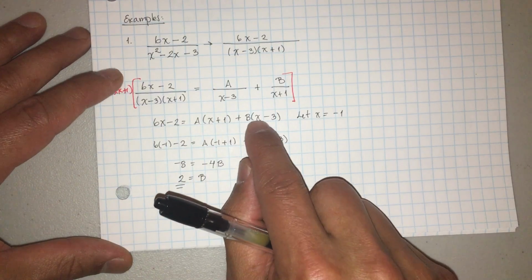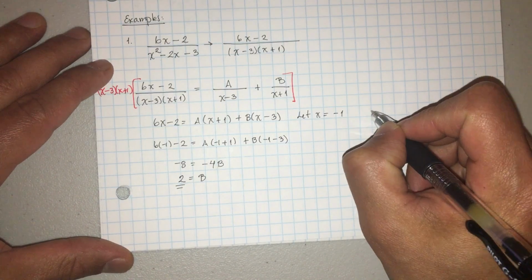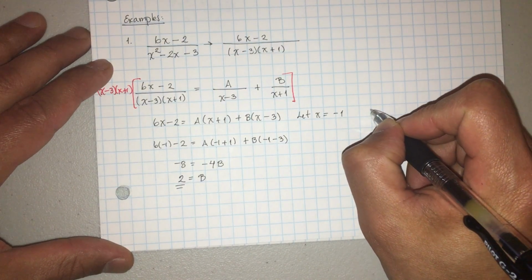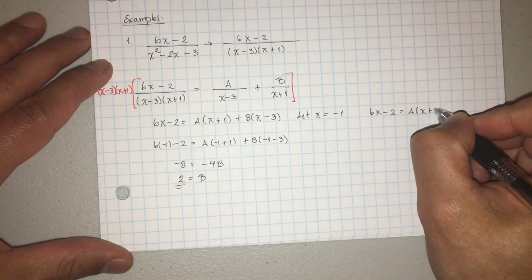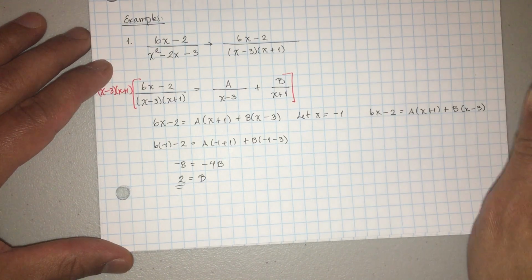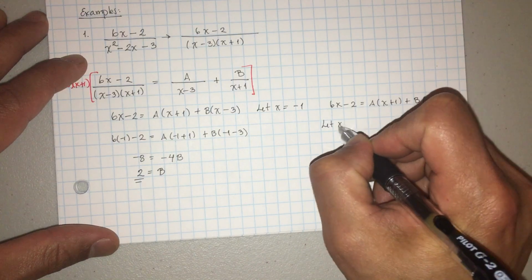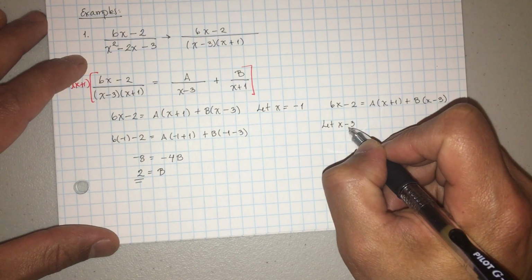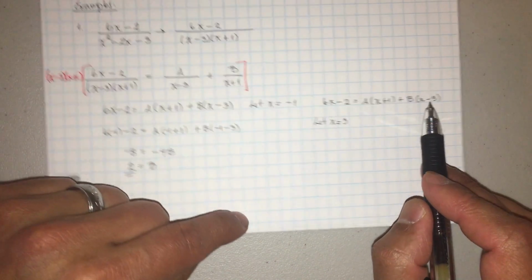Okay, so we're going to let x equal positive 3. Now let me rewrite it over here. We have 6x minus 2 is equal to a times x plus 1 plus b times x minus 3. This time I'm going to let x equal negative 3. That way I can go ahead and let x equal positive 3, so that if I plug in 3 here, it makes it a 0.